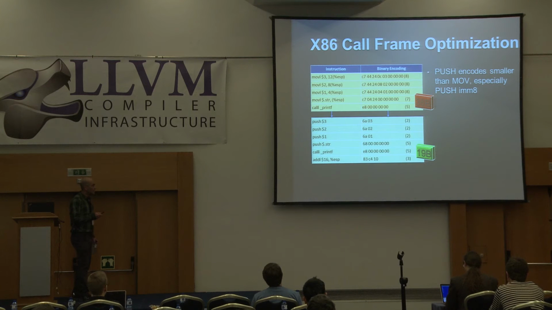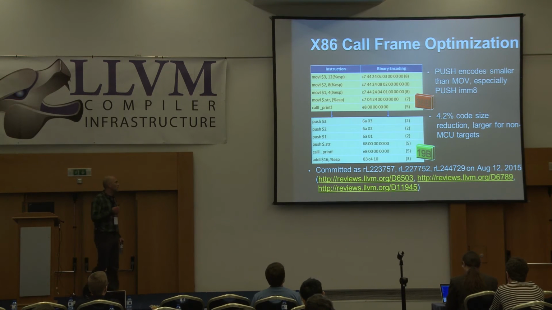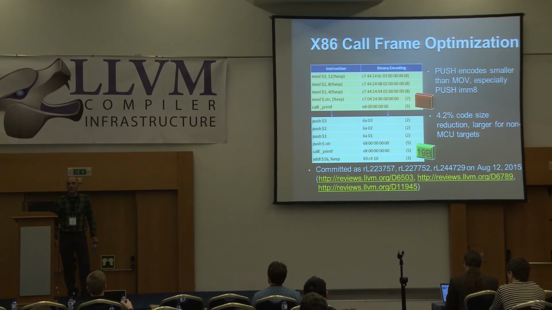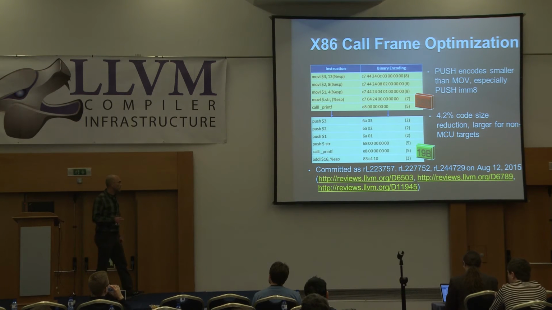And in our tests for our workloads, we saw a very nice 4.2% code size reduction. We do expect this to be also better for non-MCU targets because MCU passes arguments in registers, and the more arguments you pass on the stack, the more savings you'll see. These changes have been committed to the trunk, although they're only enabled under Os, but we see no reason why these shouldn't be enabled for O2, and that's work that we're going to follow up on in the future.